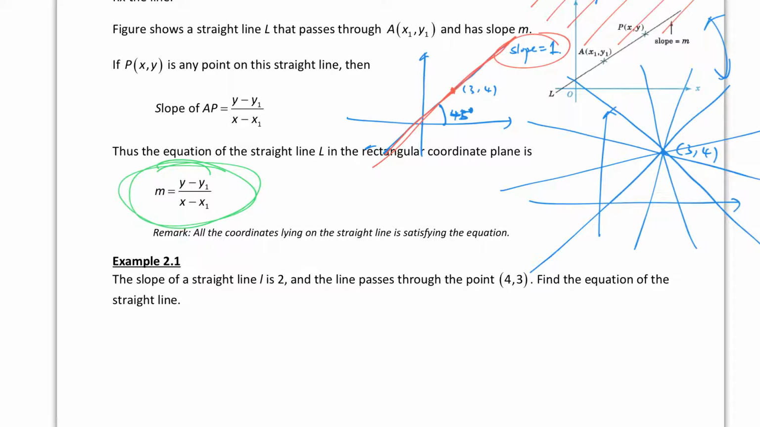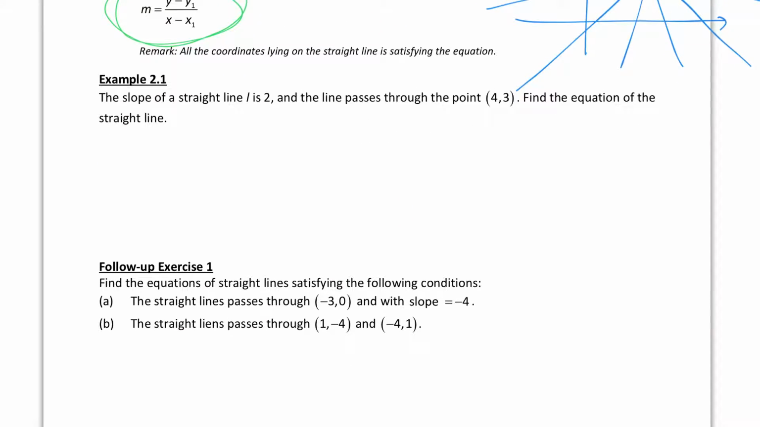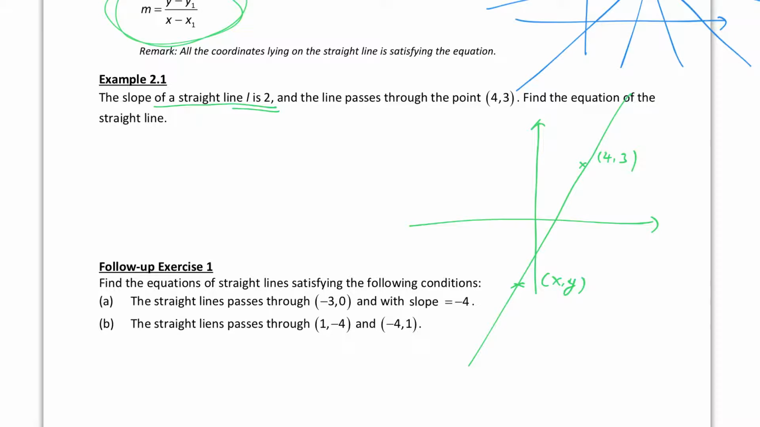Let's see example 2.1. The slope of the straight line is equal to 2, and it passes through (4, 3). Then, according to the previous idea, all the points (x, y) must satisfy the relationship of the slope. The slope is equal to 2, so (y minus 3) over (x minus 4) must be equal to 2.